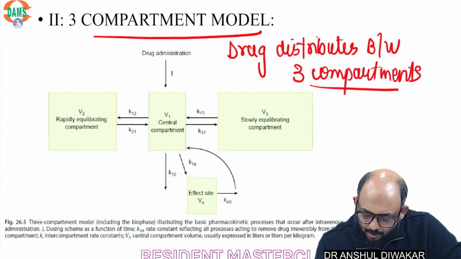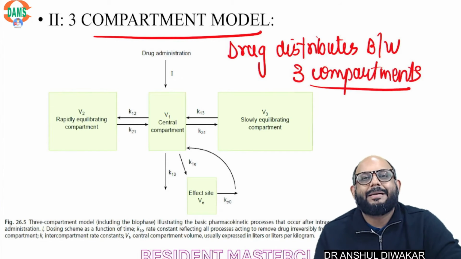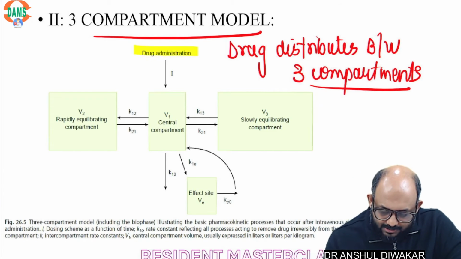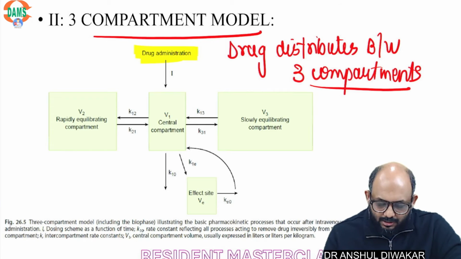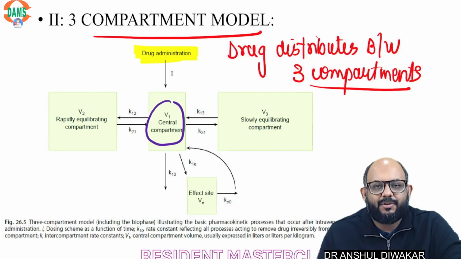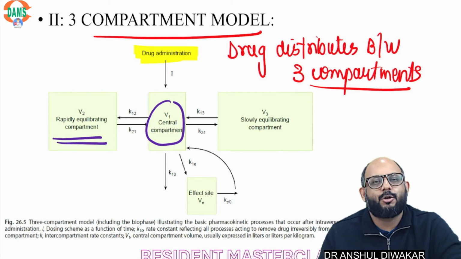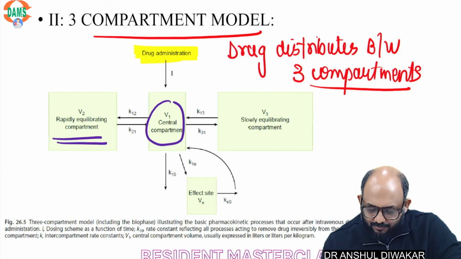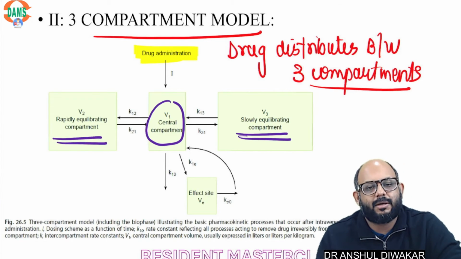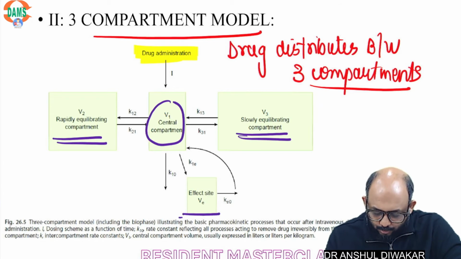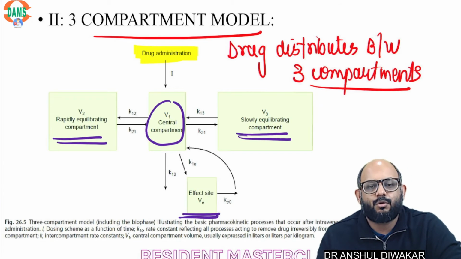And we have discussed this three or multiple compartment model in detail in General Pharmacology for the Anesthetist. See what happens when you administer the drug. The drug first reaches the first compartment, V1, which is the central compartment. From here it will go into two compartments: V2, which is a rapidly equilibrating compartment, and V3, which is a slowly equilibrating compartment. And from the central compartment it will go to the effect site.